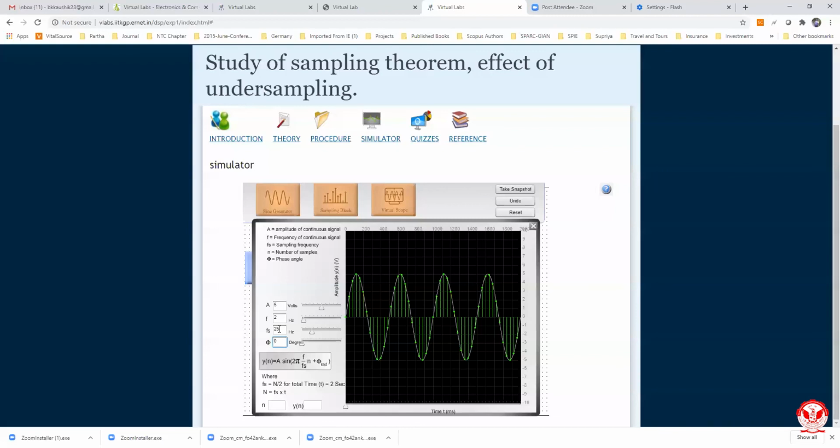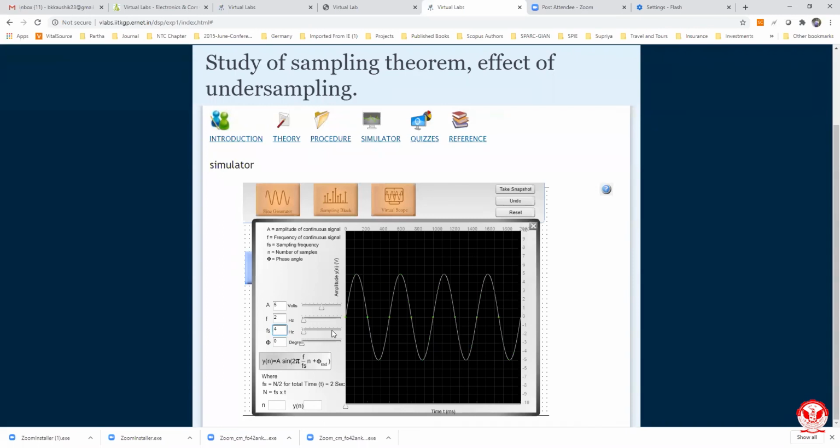So here two cases arise: oversampling and undersampling. So what is the Nyquist criteria? We are all familiar with the Nyquist criteria. The Nyquist criteria suggests that if we sample any signal at more than twice the maximum frequency of the signal, we can reconstruct the signal with the help of the samples. So here we are now following the Nyquist criteria. I set the frequency to 4 Hz.